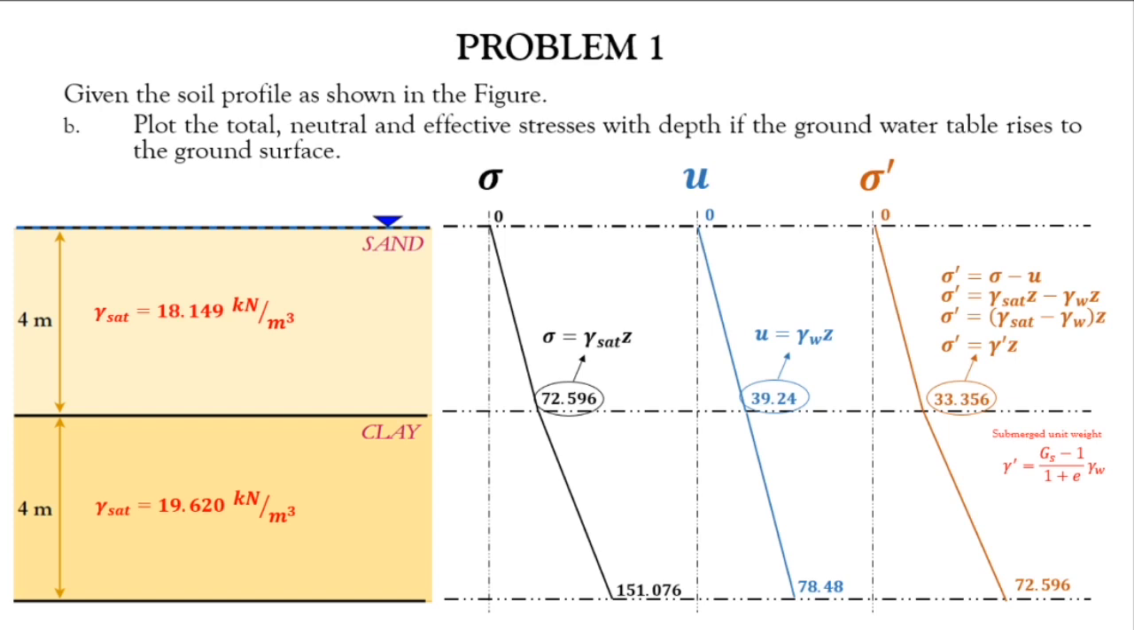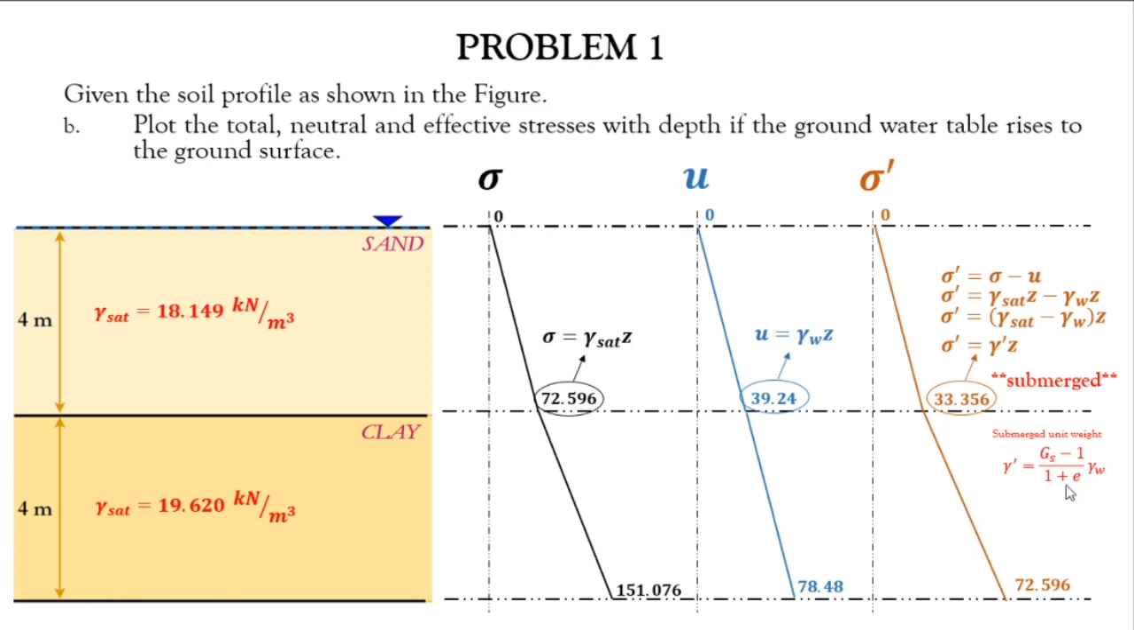Kaso lagi mong tatandaan, allowed lang tayong gumamit ng gamma prime kung ang soil natin ay submerged. Submerged lang dapat. Kaya dito, pwede mo nang makuha directly yung stress at any point kung submerged yan. So, kunin mo yung gamma prime para sa sand. Kunin mo yung gamma prime para sa clay gamit yung formula na to.